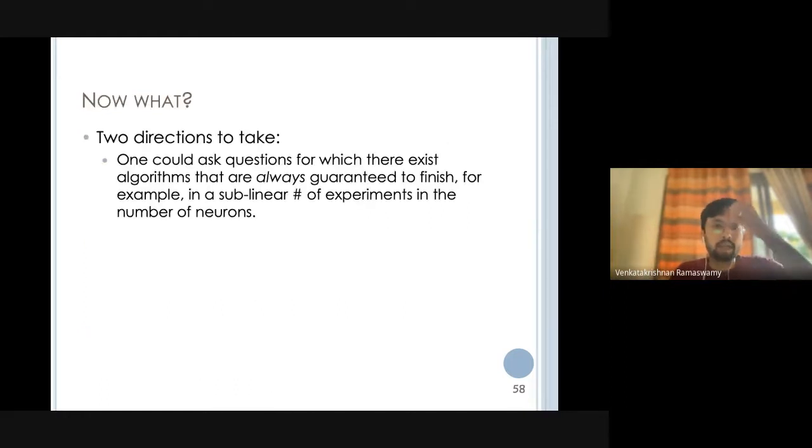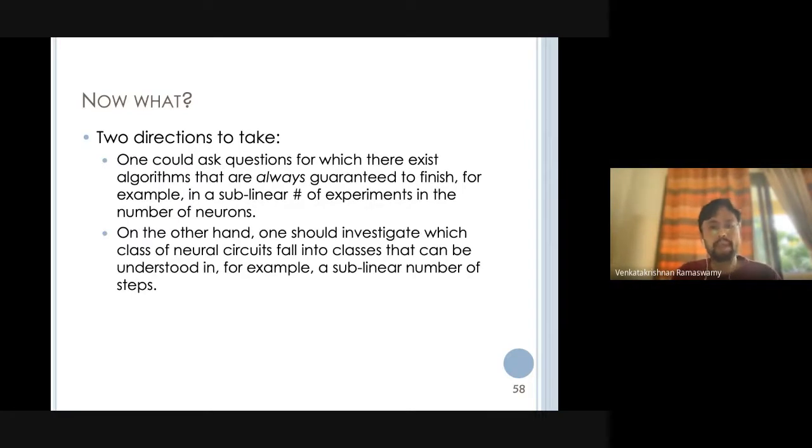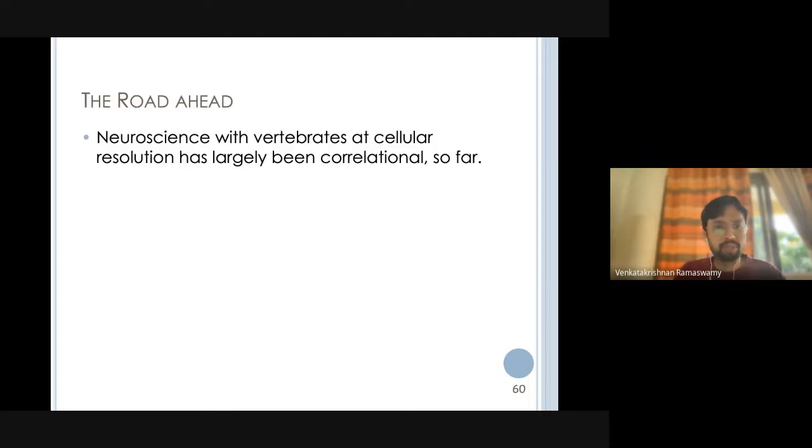All right, now what? So you could say, well, what are questions for which there are fast algorithms? That's one way. And on the other hand, you could say, well, even for these questions, are there subclasses of circuits that you can answer fast? Right? And I'm going to skip a bunch of these things.